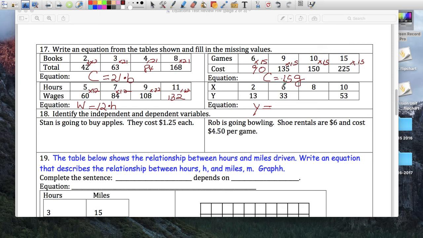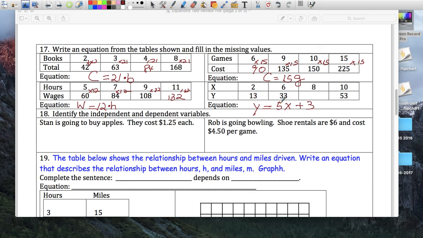Two more. The table below shows a relationship between hours and miles driven. Write an equation to describe the relationship between hours and miles, and graph it. Complete the sentence: this depends on this. So what depends on what? Do the total hours depend on the miles, or do the miles depend on the hours?